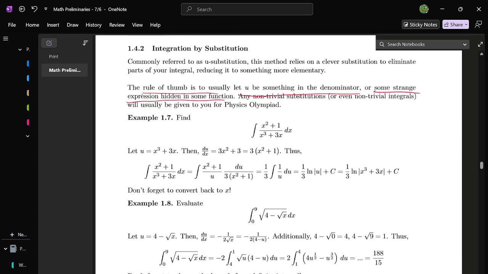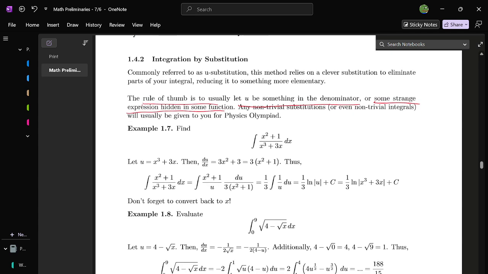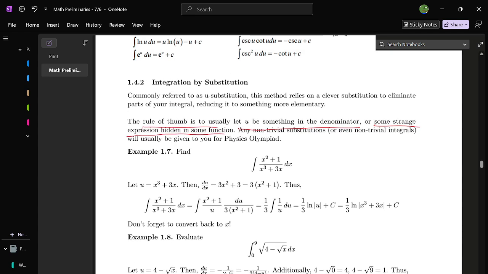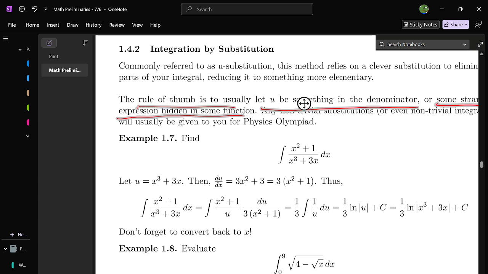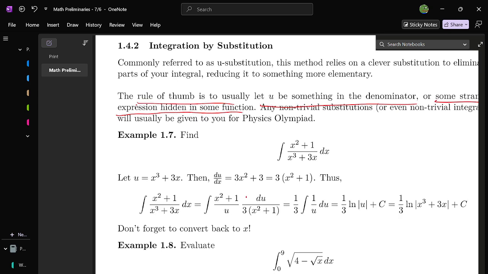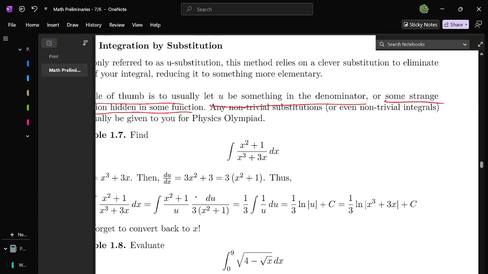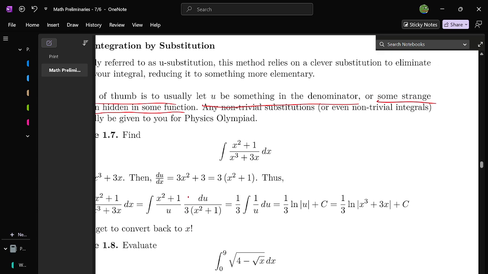So in this first example, we'll see what I mean by choosing U to be something in the denominator. I chose U to be exactly the whole expression in the denominator. And when I differentiate it, I get 3 times the expression in the numerator. So using this coincidence, I can simplify the integral as such, and I'll just get 1/3 the integral of 1 over u du. And don't forget to convert back to x at the last step. So sub back your u.